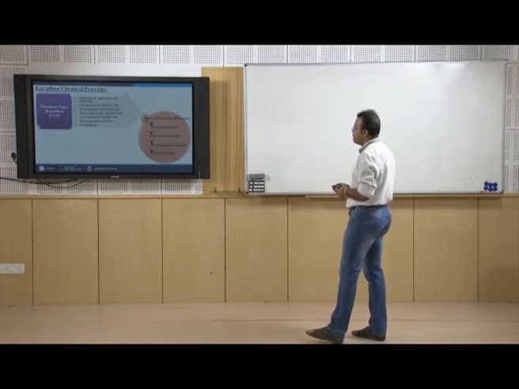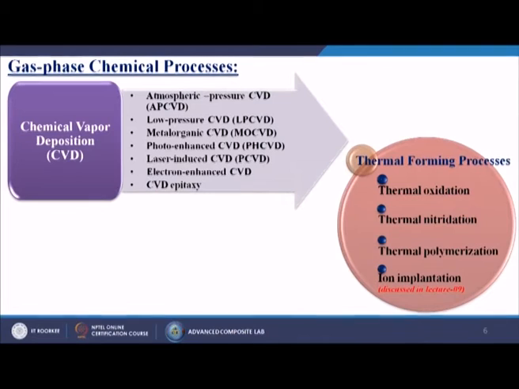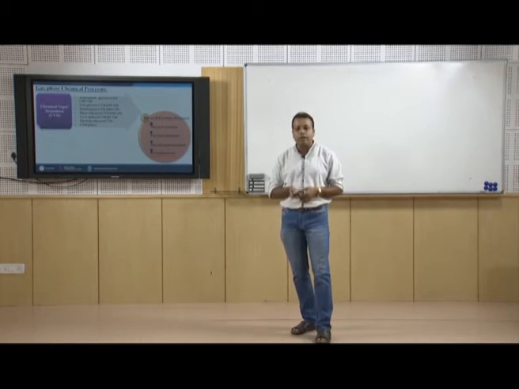Next is the gas phase chemical process. Here we use the chemical vapor deposition process, which is also divided into different types: atmospheric pressure CVD, in short APCVD, low pressure CVD, that means LPCVD, metallo organic CVD, MOCVD, photo enhanced CVD, laser induced CVD, electron enhanced CVD, and CVD epitaxy. What are the thermal forming processes available? One is thermal oxidation, thermal nitridation, thermal polymerization, and ion implantation, which we have elaborately discussed in our 9th lecture.